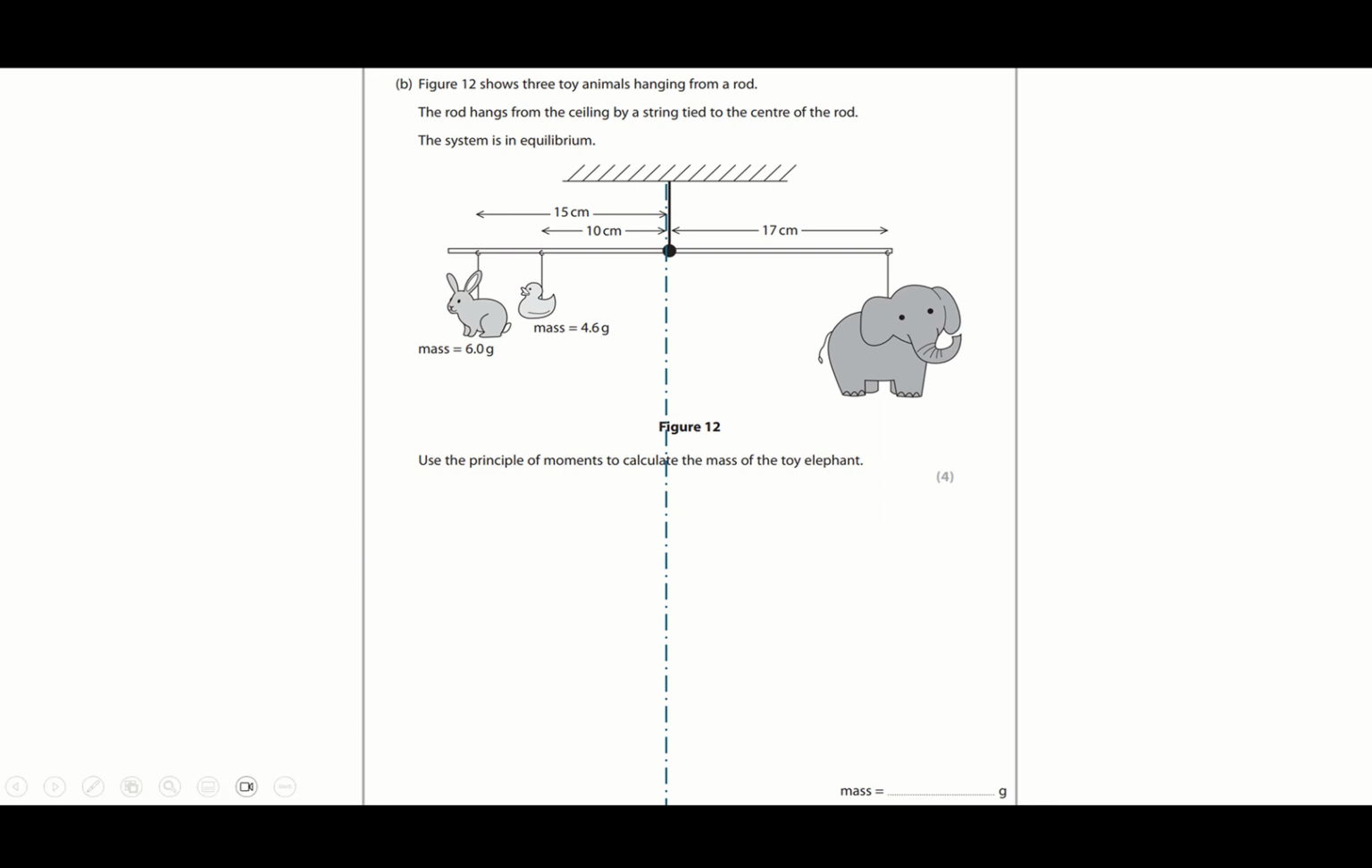Next question. Now we've got turning moments, and again you've only had a single lesson on this just before we broke up, but I think most of you are quite happy with this actually. So use the principle of turning moments to calculate the mass of the toy elephant. So this is the idea that the system is in equilibrium, which it is. We can see it's all balanced, and it tells us the system is in equilibrium. So the principle of moments: a system is in equilibrium if the clockwise turning moment is equal to the anti-clockwise turning moment. And what have I got to do? We need to find out the mass of the elephant.